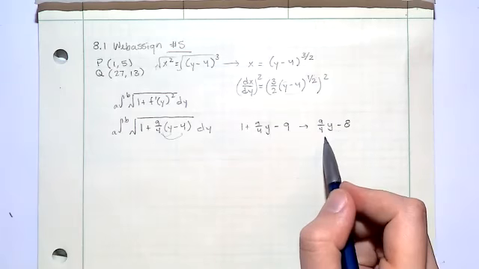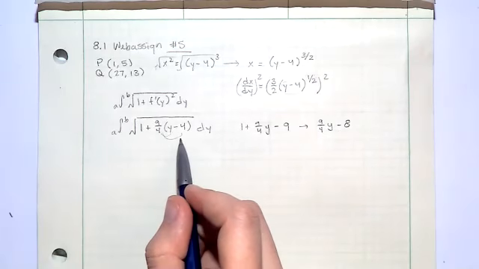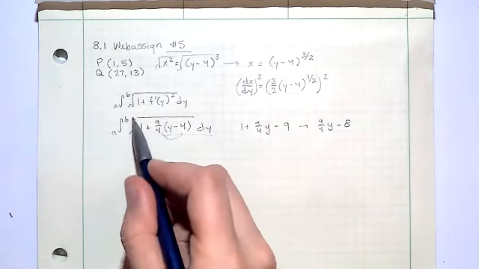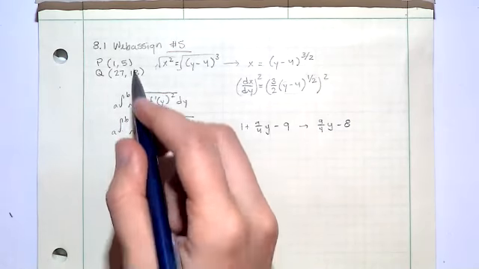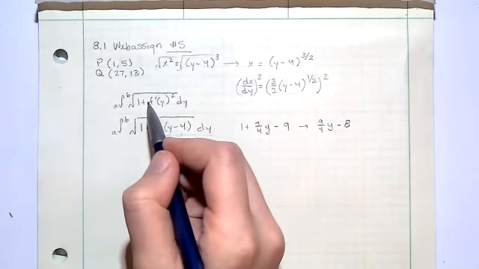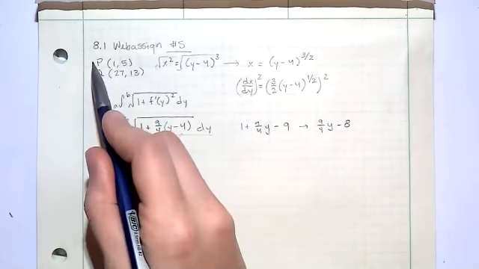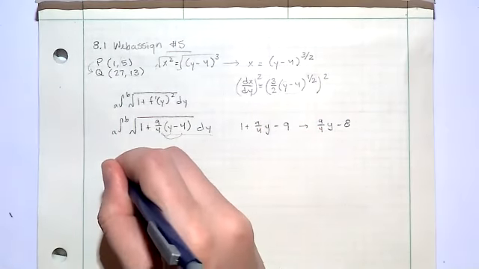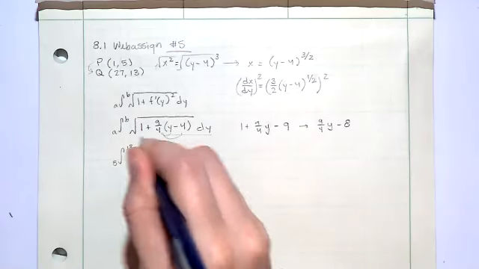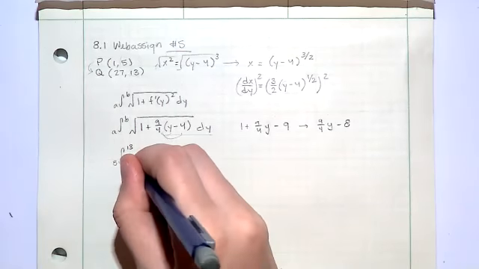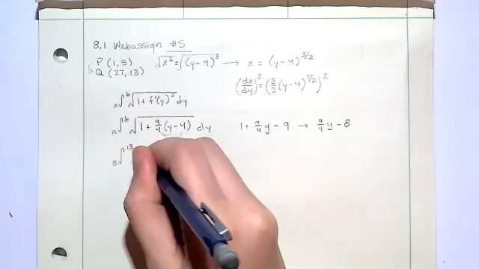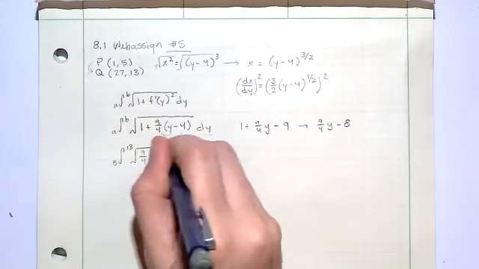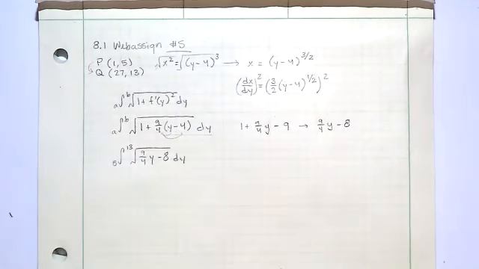So because we are dealing in terms of y, when it comes to what we choose our a and b to be, we want to use the y values from these given points. So since we're starting at P and going to Q, we will say that this is from 5 to 13. And it'll be the square root of 9/4 y minus 8 dy.